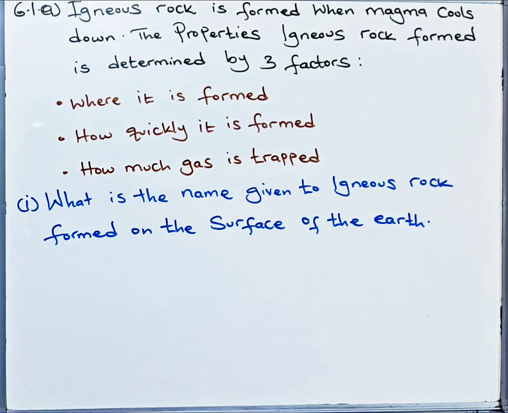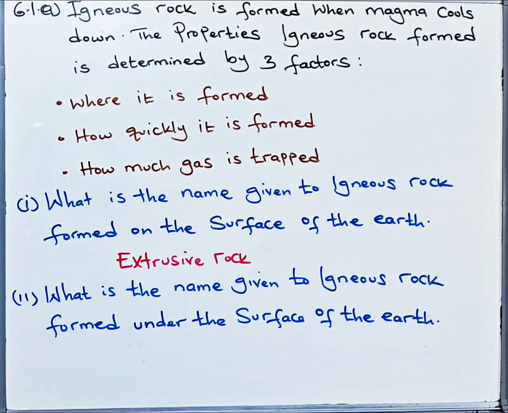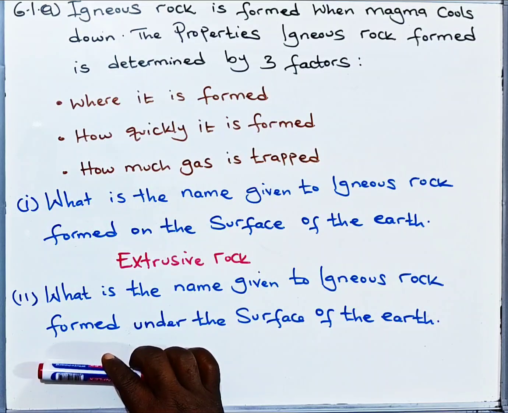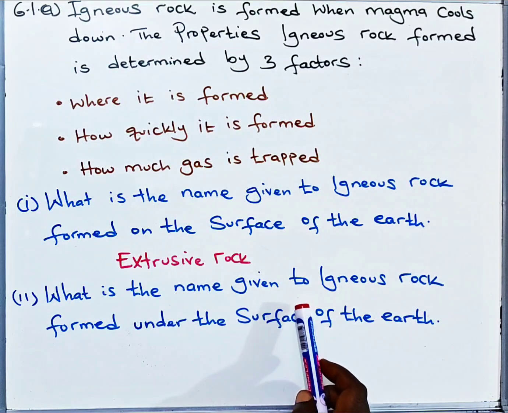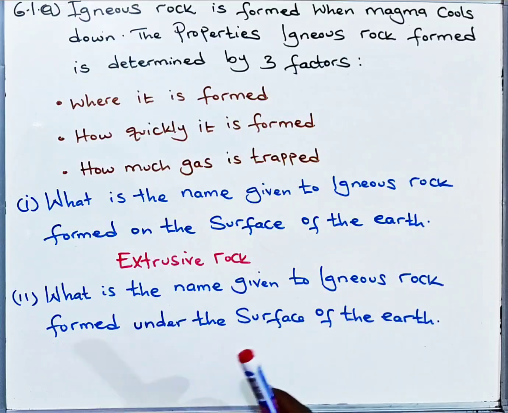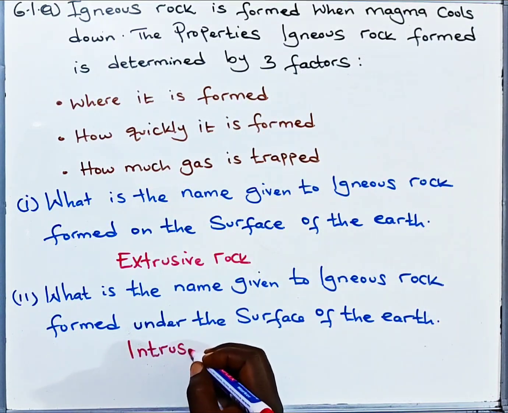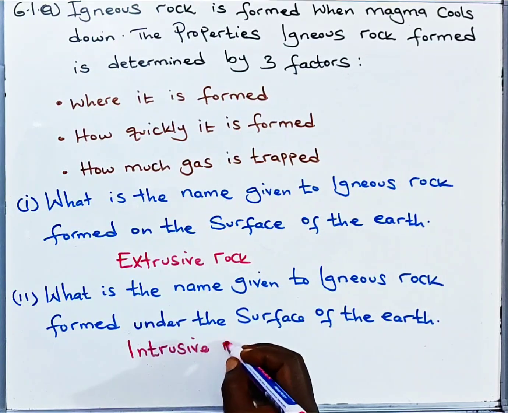What do we call it? We call it extrusive rock or volcanic rock. Then we come to this question. It says, what's the name given to the igneous rock formed under the surface of the earth? What do we call it? We call it intrusive rock.